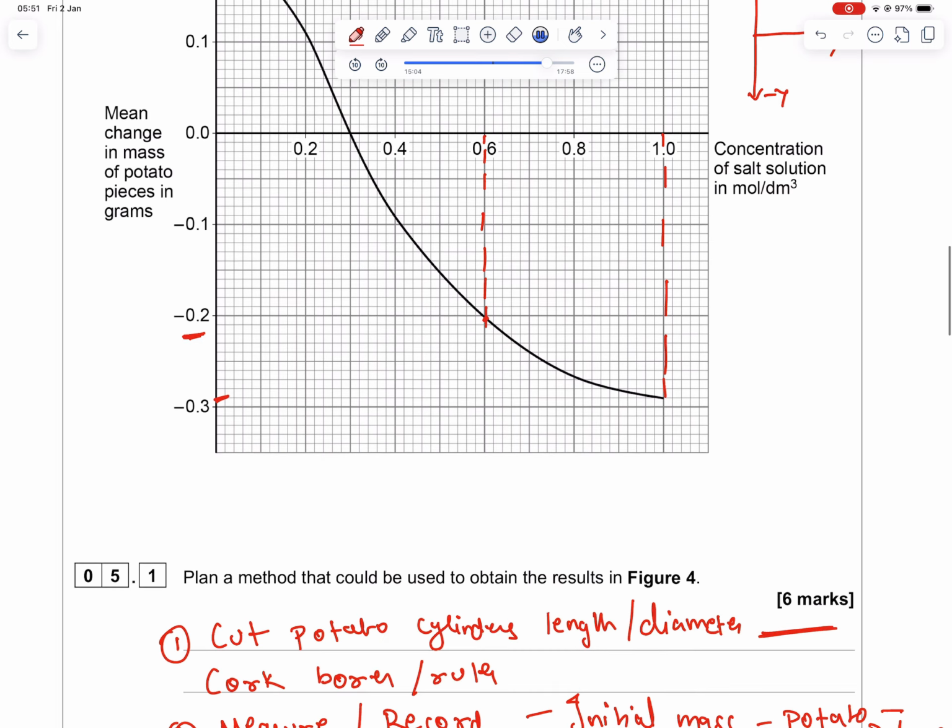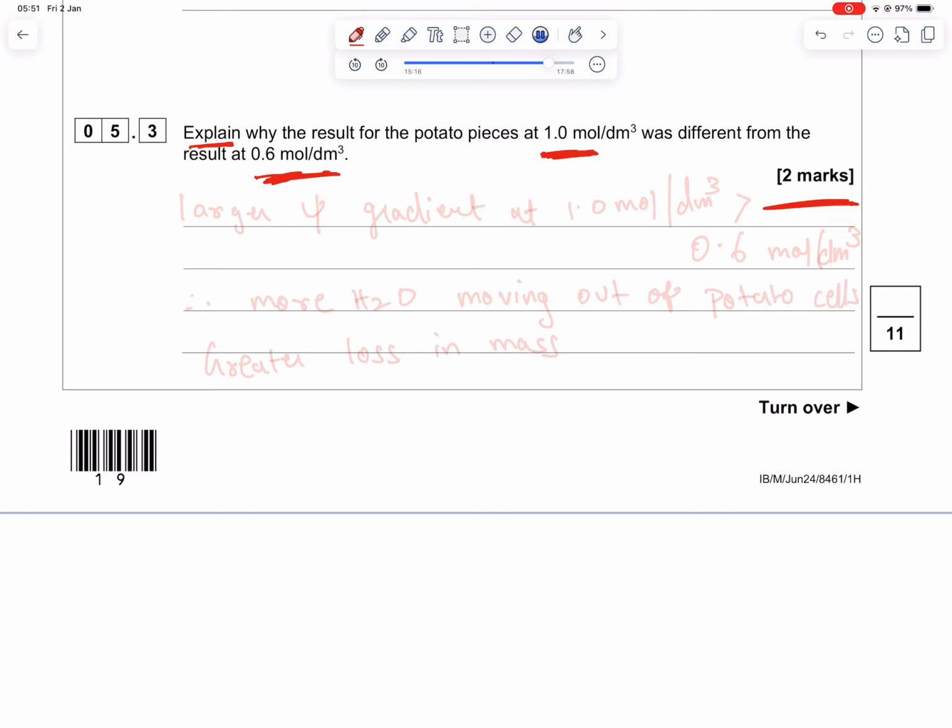Now, at 1 mole per decimeter cube salt concentration, it has even lower water potential than what we discussed at 0.6. So therefore, there is a larger water potential gradient. The water potential gradient at 1 mole per decimeter cube is larger than that of 0.6 moles per decimeter cube. So therefore, there's more water moving out of the potato cells. That's very important to write down.